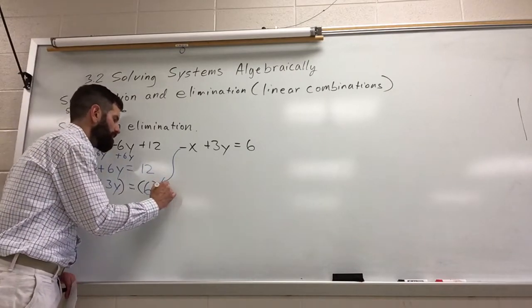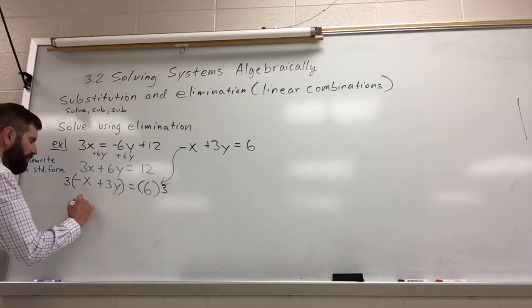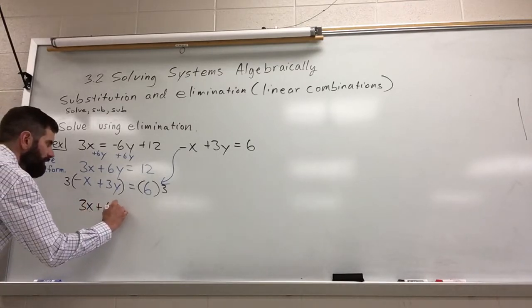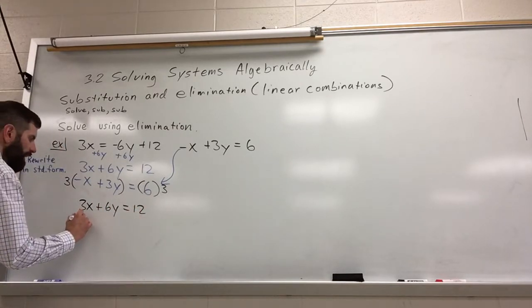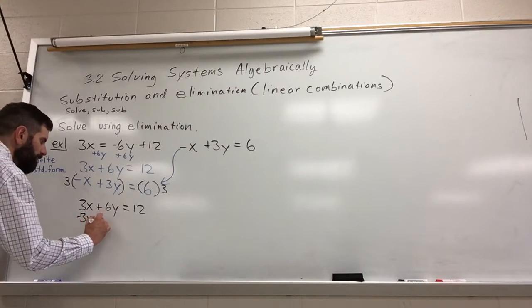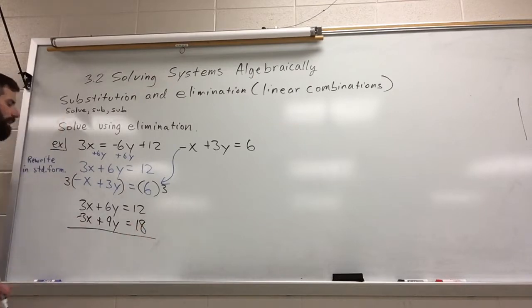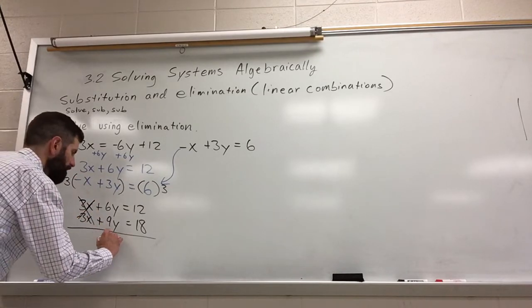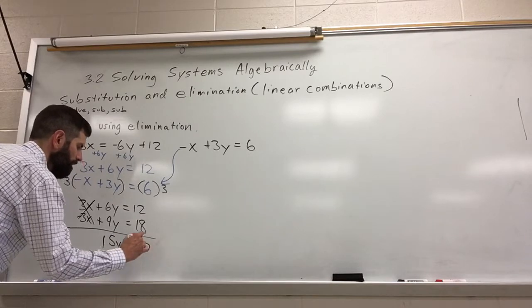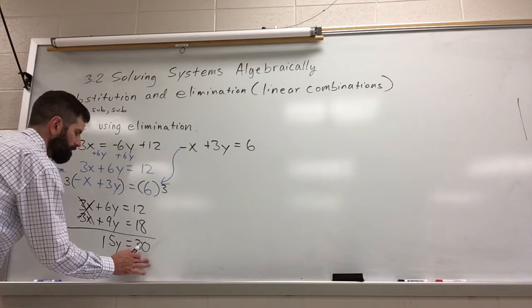But when I do that, I got to multiply both sides of the equation. Now this may seem like excessive writing, but I'm going to rewrite the whole system. 3x plus 6y equals 12. And then I'm going to distribute, and I'm going to get negative 3x plus 9y equals 18. Now that I've done that, my x's eliminate. When I add them up, they're gone. I add the y's up, I get 15y is equal to 30. I get y is equal to 2.